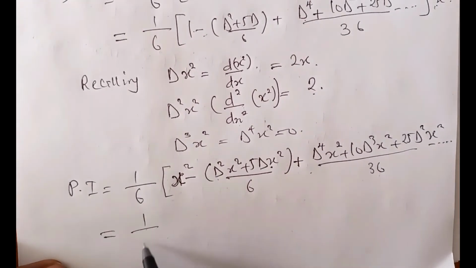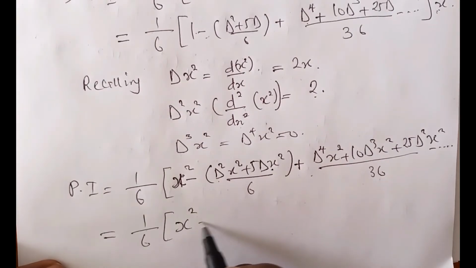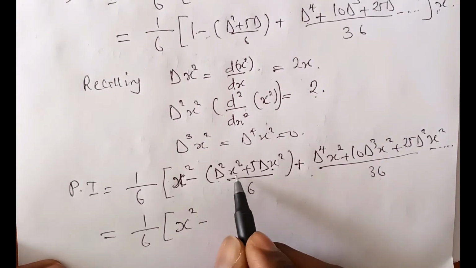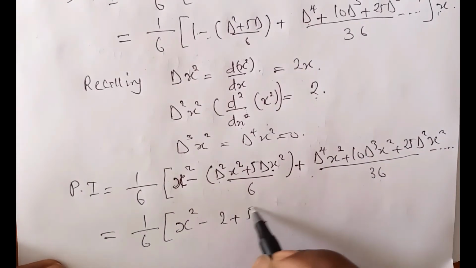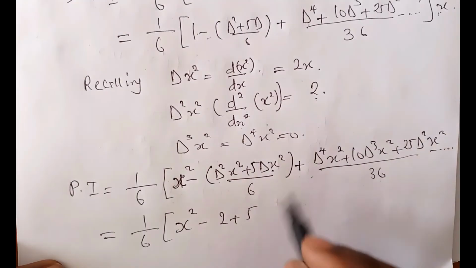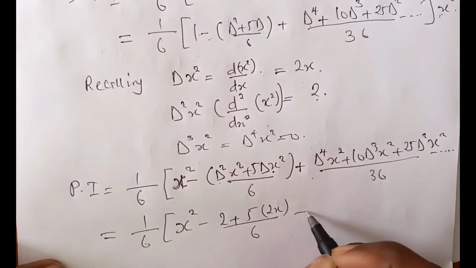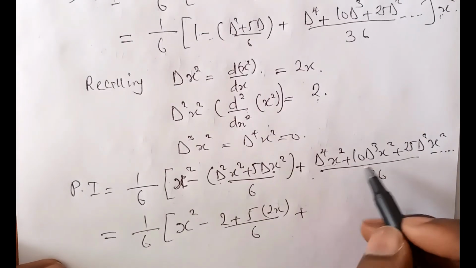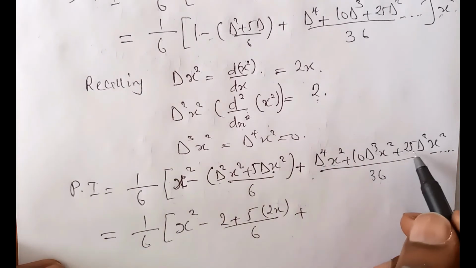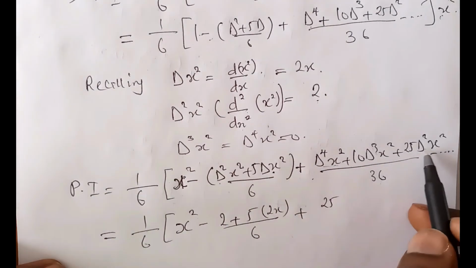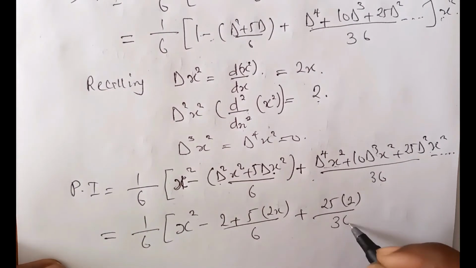Then the particular integral will be 1 over 6, all into x squared minus d squared x squared, which is 2, plus 5 times the first derivative of x squared, which is 2x, all over 6, plus this is 0 and this is 0, because this is the third derivative, which is 0, and the fourth derivative is also 0. Then 25 times the second derivative of x squared, which is 2, all over 36.